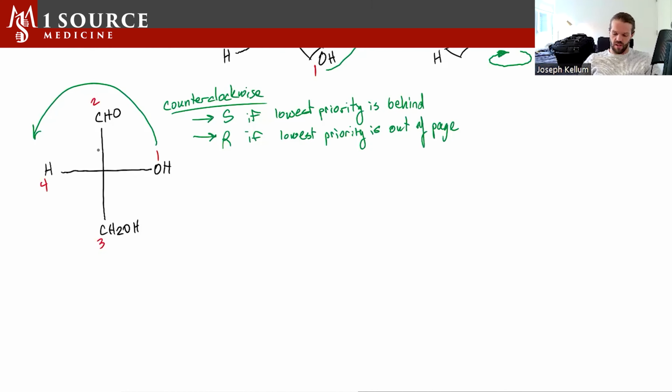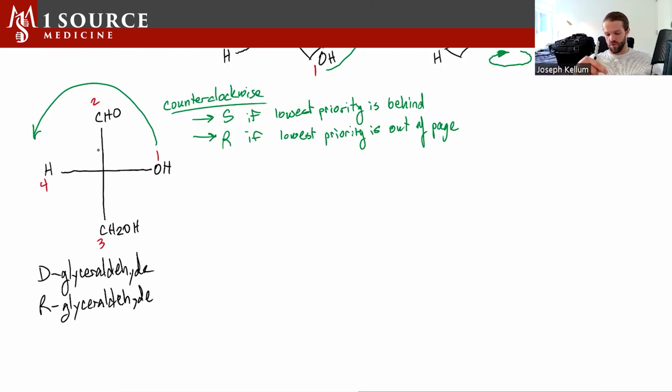And so here we can see, again, we wrote D-glyceraldehyde because we knew that the highest priority was on the right side. And we know that that now is equal to R-glyceraldehyde, just like I said a second ago, because we rotated counterclockwise from high priority to number 2 to number 3, but the lowest priority group was sticking up out of the page because the horizontal arms are sticking out of the page in the case of the Fischer projection, whereas the vertical arms are sticking down into the page.